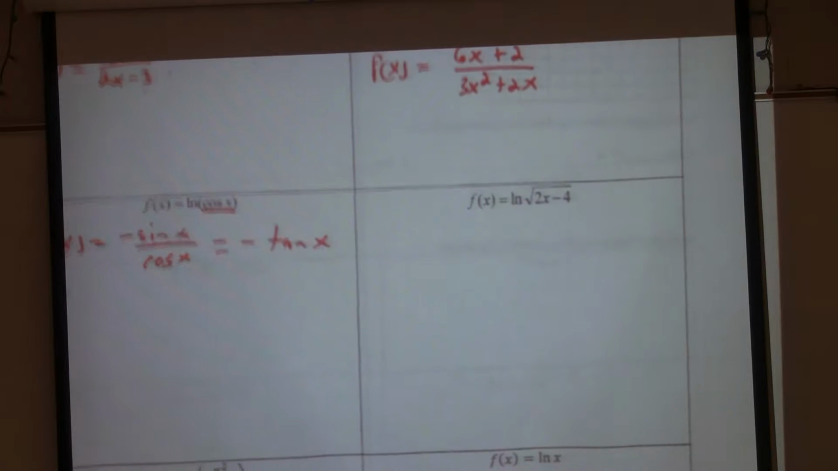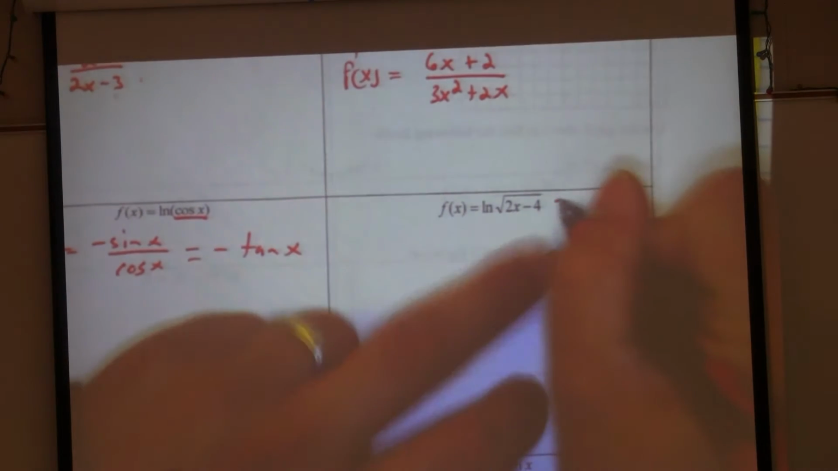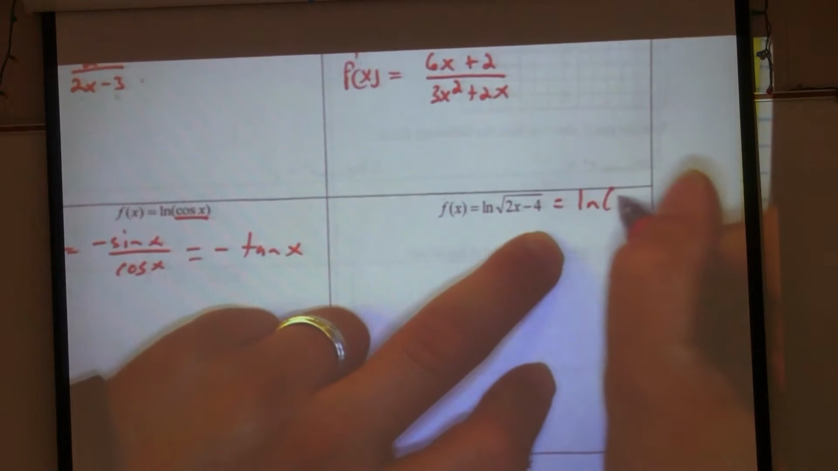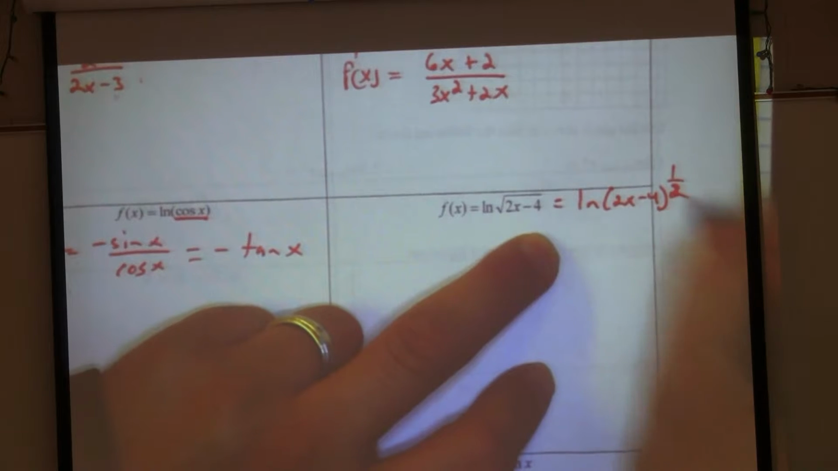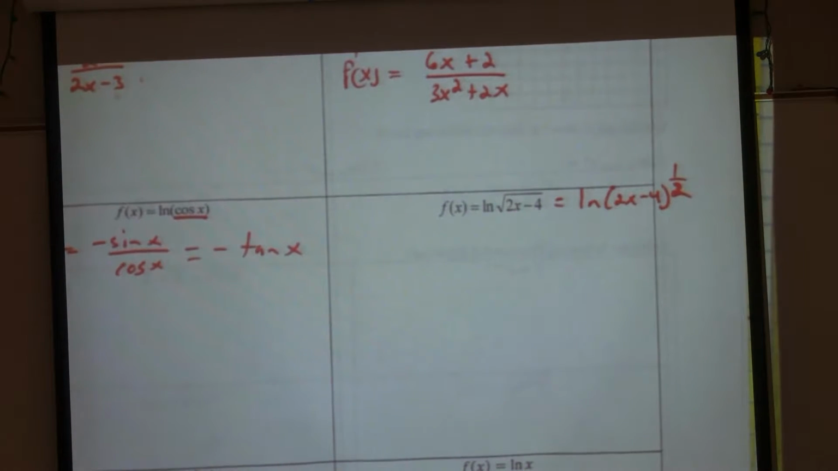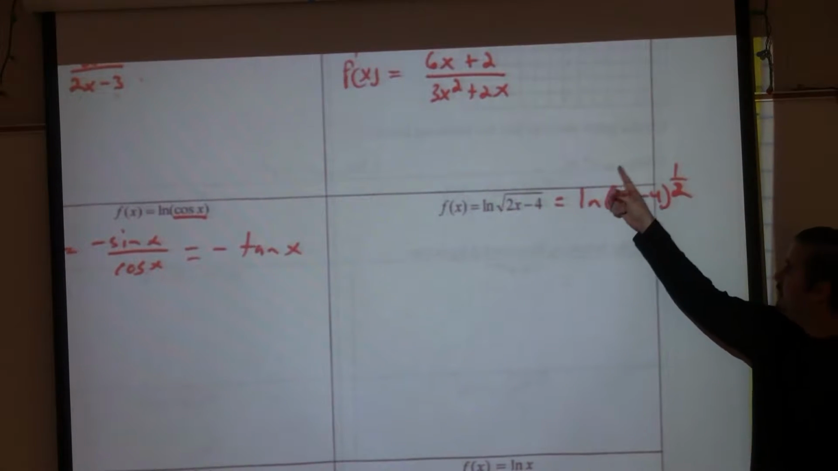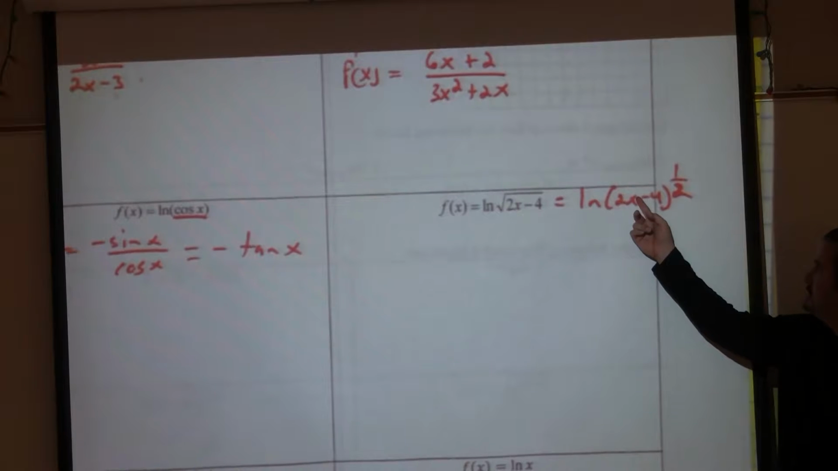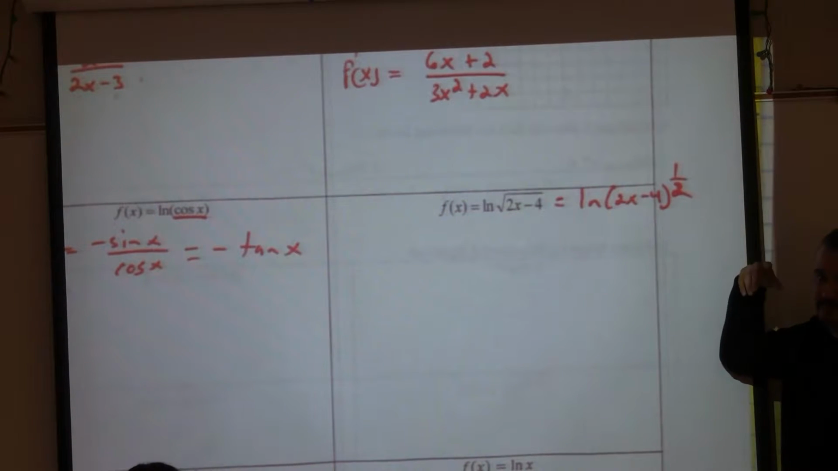Okay. How about the next one? What would I have to do to that one? Could I rewrite it? This is ln of 2x minus 4 to the half power, right? Okay. So if I want to get the derivative of all this stuff, I would have to use chain rule, right? 1/2 times that, right, to the negative half times the derivative of the inside 2. You want to do that?